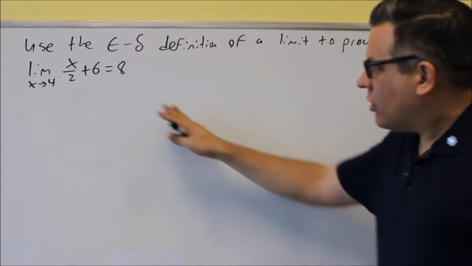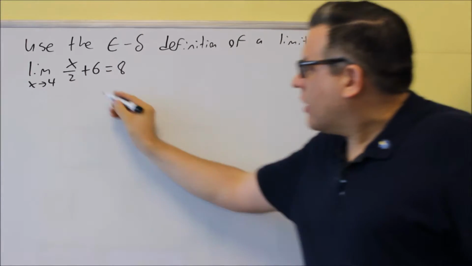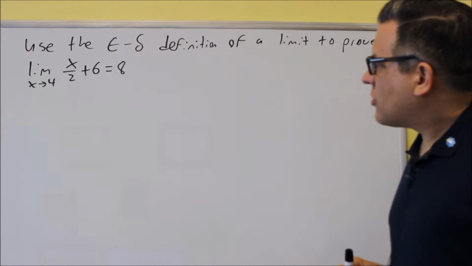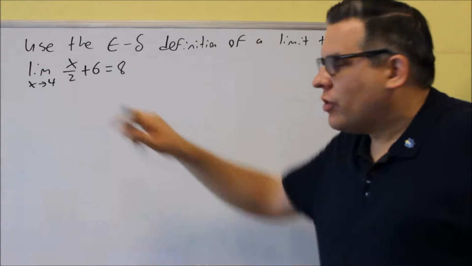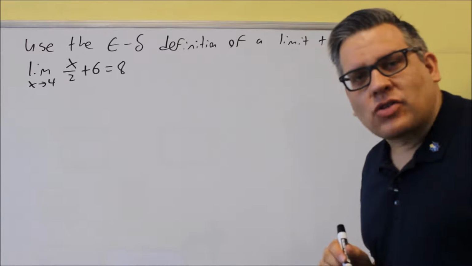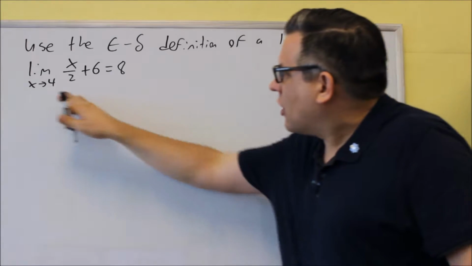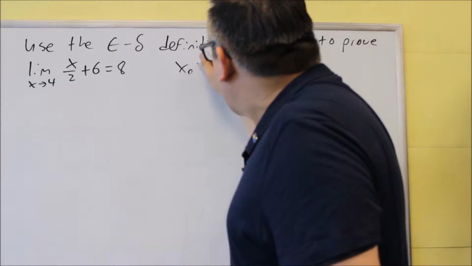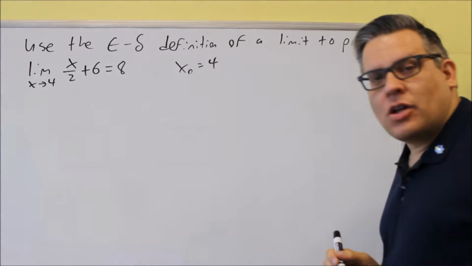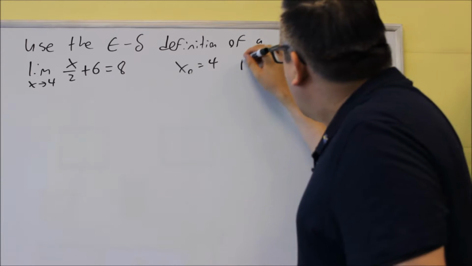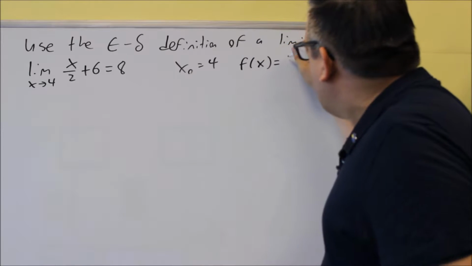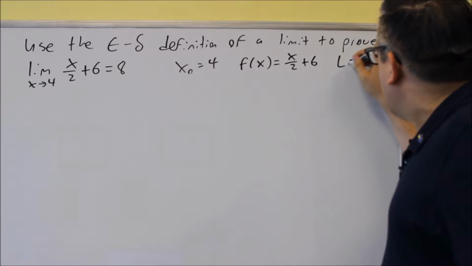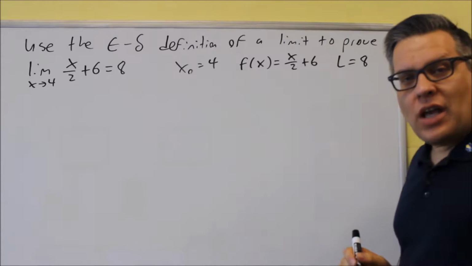We're going to do another one of these, but this time we're going to do one that has a fraction on the inside. So we're going to use the epsilon delta definition of a limit to prove this one. As always with these, you should go ahead and label what's been given. In this case, the x0 is going to be 4, our f(x) is going to be x over 2 plus 6, and your limit is going to be 8.